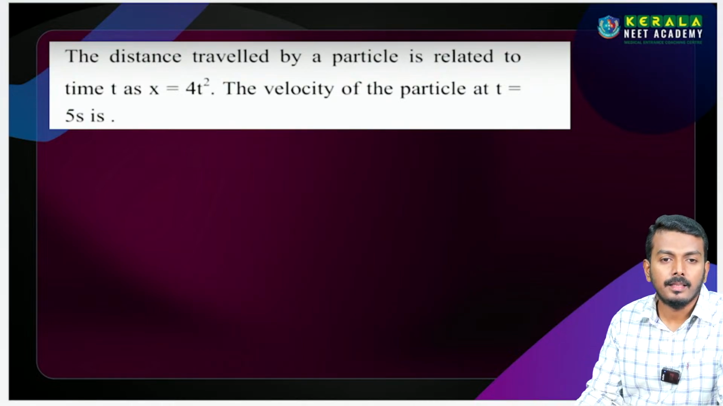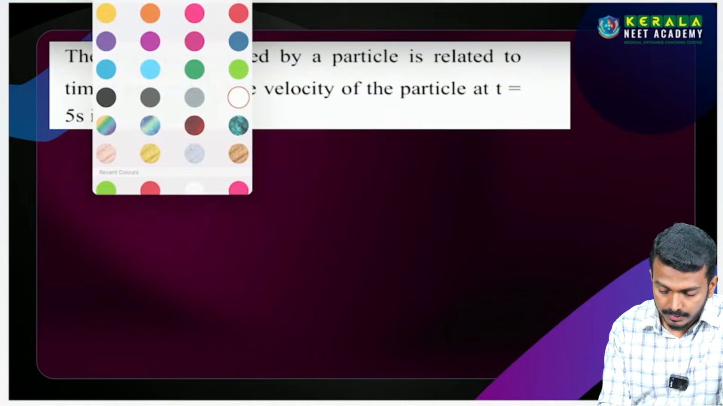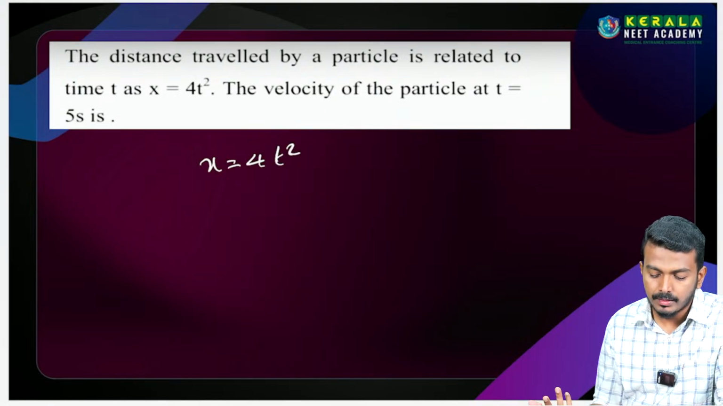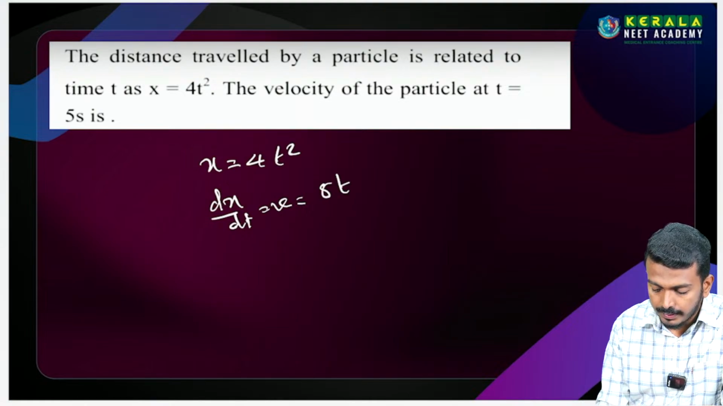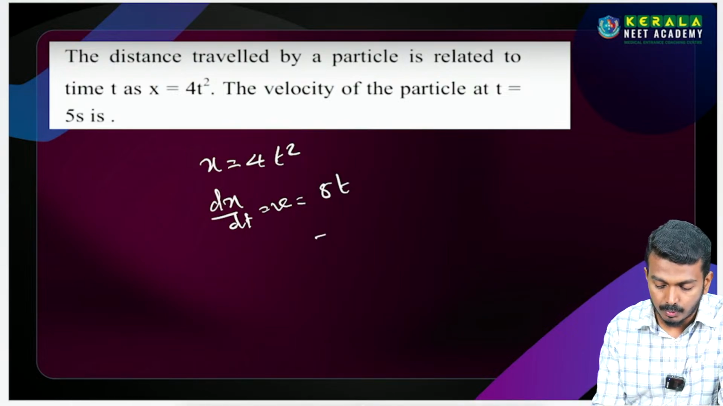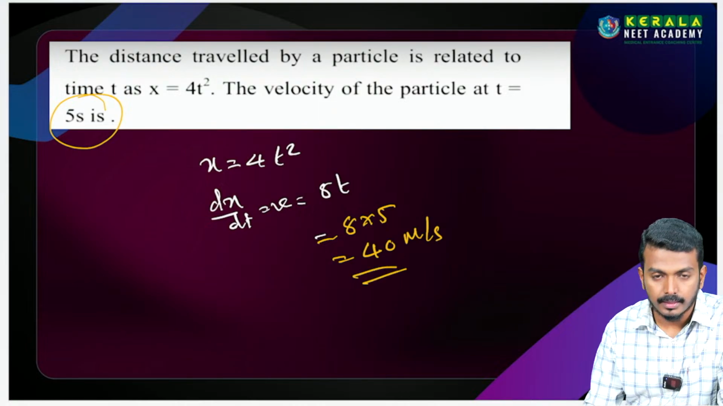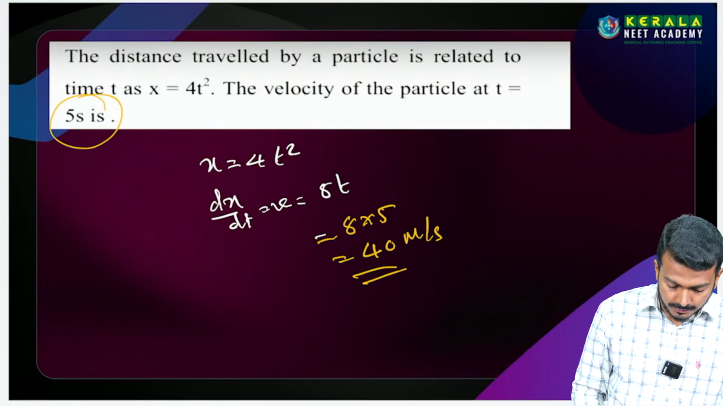What is given in the question? Read the question. The distance travelled by a particle is related to t. X is given by x is equal to 4t square. What is the question? Velocity of the particle. dx by dt is velocity, so the answer is 8t. The value of t is already given in the question: at 5 seconds. So 8 into 5. Answer is 40 meter per second. Yes, 40 meter per second is the correct answer.